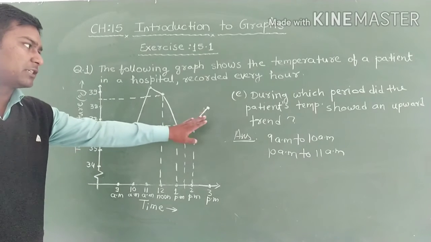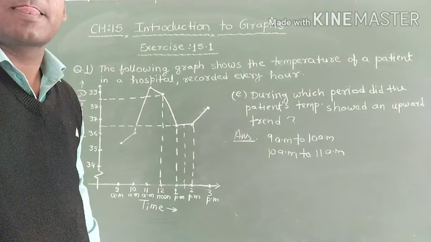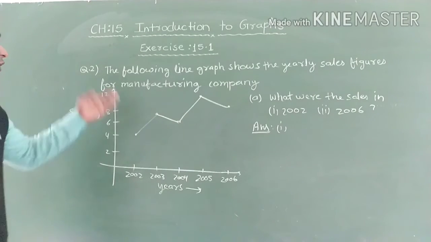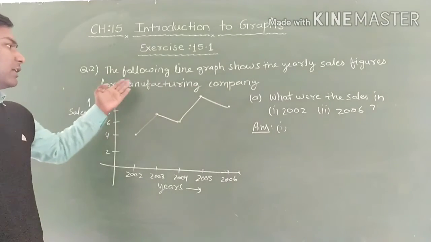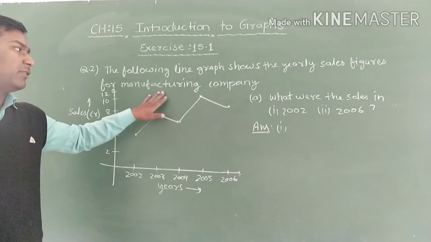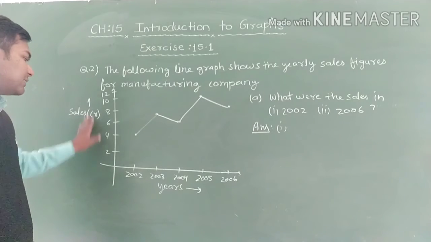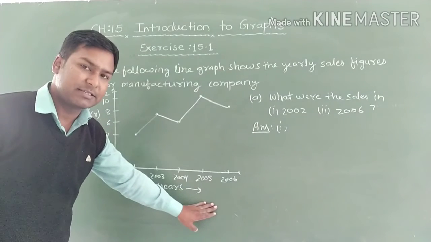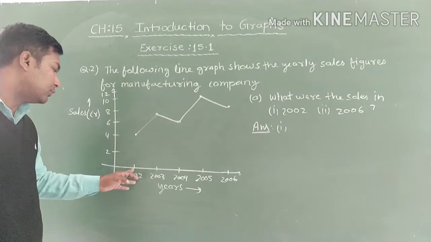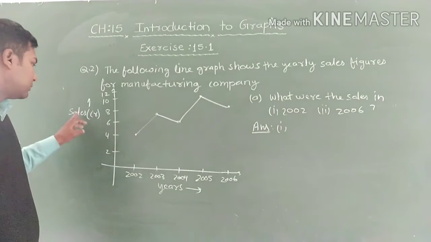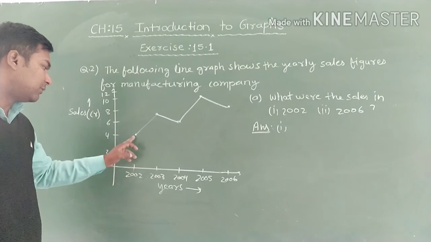Now this was the explanation of the E part. Now the next, F part. Question number 2. The following line graph shows the yearly sales figures for a manufacturing company. Sales are on the y-axis and years are on the x-axis. First of all we have to read the graph. Sales are given in crore. At 2002 the sales are 4 crore.